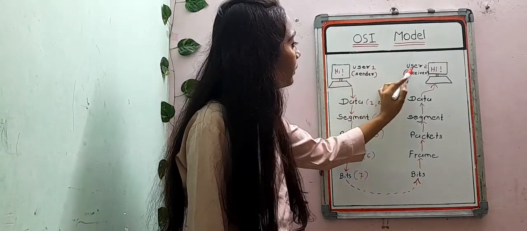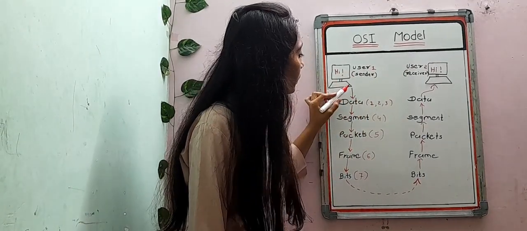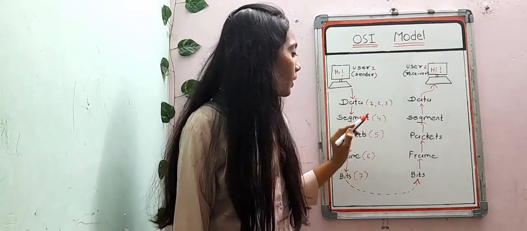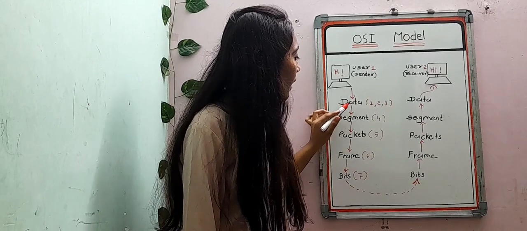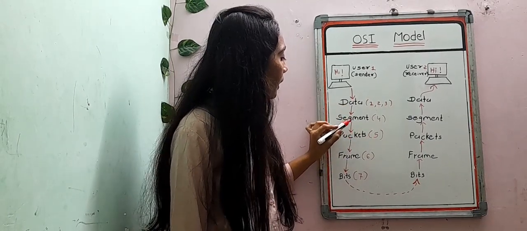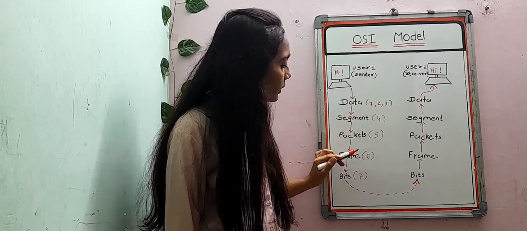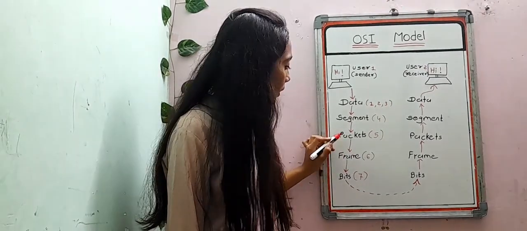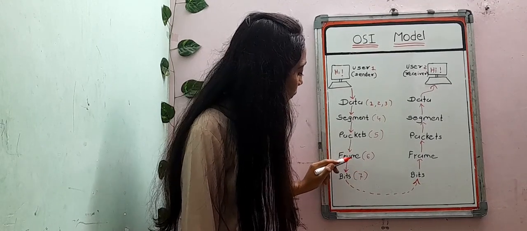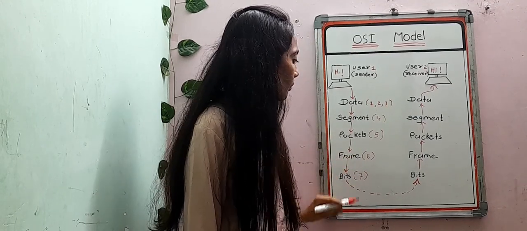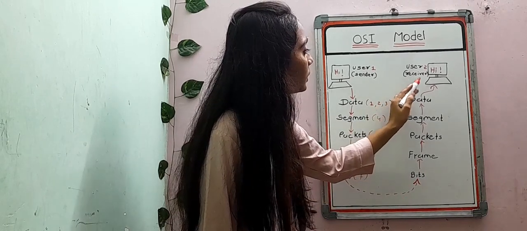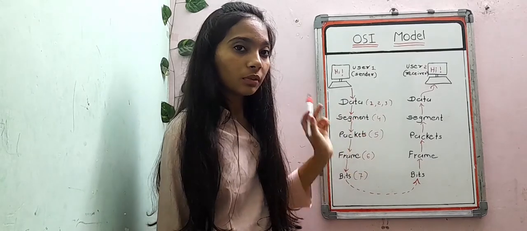User 1 sends a message to user 2. The data is converted in the first, second and third layers. In the fourth layer, data is converted into segments. In the fifth layer, segments are converted into packets. In the sixth layer, packets are converted into frames. In the seventh layer, frames are converted into bits. And this process is reversed on the other side, and user 2 receives "hi" from user 1.